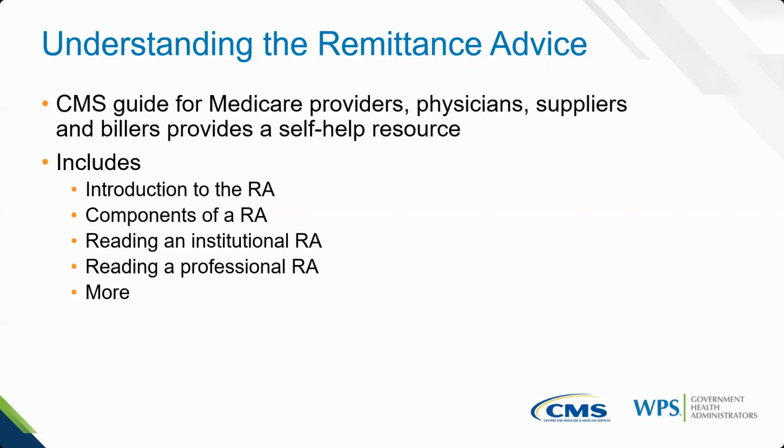This includes, if you look at this web page, an introduction to the remittance advice, components of it. It helps you read both an institutional and a professional remittance advice. And today I'm talking about professional remittance advices, those claims that are on the 1500 or those services that are submitted on that 1500 claim form or on the 837P electronic transaction. And it even includes even more information than the items that I've published here on this slide and in your handout.